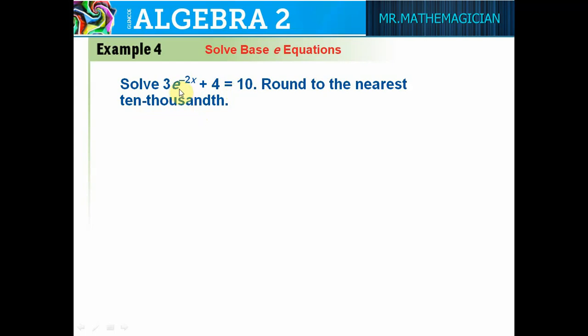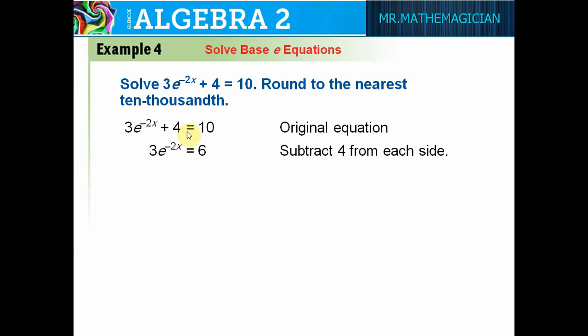First of all, we need to separate e with its power. We need to get it alone so that we can deal with x in the power. So, this is the original equation, 3e to the power of negative 2x plus 4 equals 10. We can subtract 4 from both sides, or you can simply get 4 to the other side in negative. So, 3e to the negative 2x equals 6. We can divide by 3 for both sides, so e to the negative 2x equals 2.